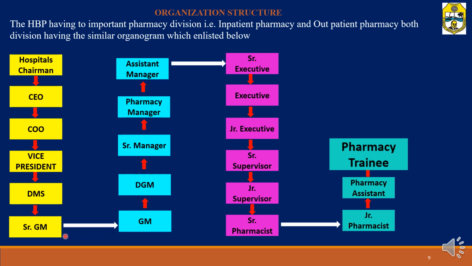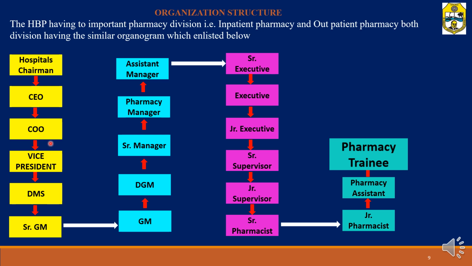Now general manager has to report to the senior general manager, and all these people, at an interval of 10 days or on a weekly basis, have to report their functional activity to the director of medical services. Now director of medical services submits their reports to the vice president. Vice president collects the different reports from the different hierarchies, compiles them, and sends them to the CEO in the form of an MIS, called a monthly information system.